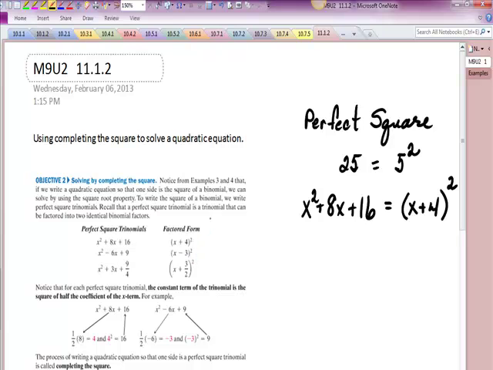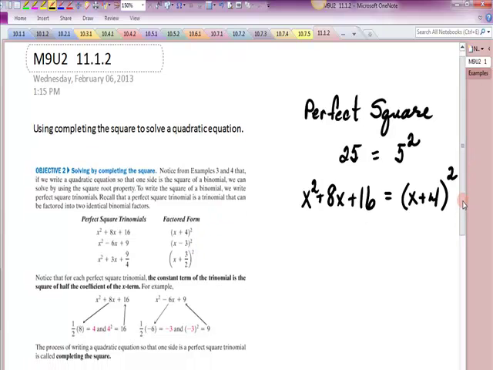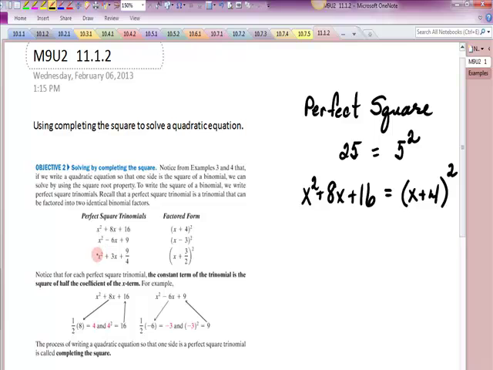How do you know that these are perfect squares? Well, the first term of each of these is a perfect square. The last term of each of these, and it does have to be positive, is a perfect square. This is 4 squared, this is 3 squared, this is 3 over 2 squared. But the middle term must have a certain characteristic.